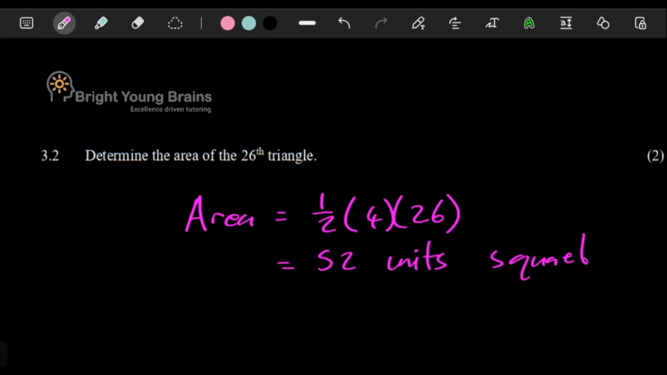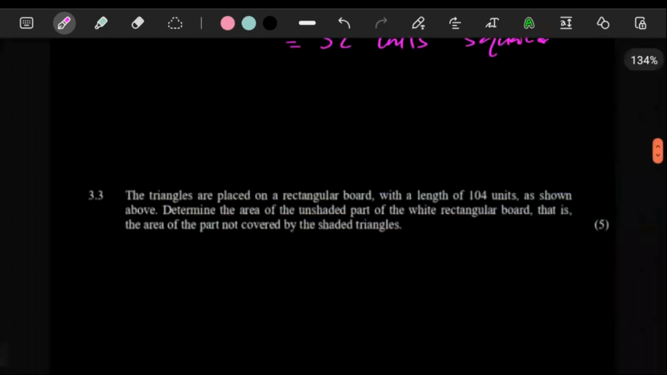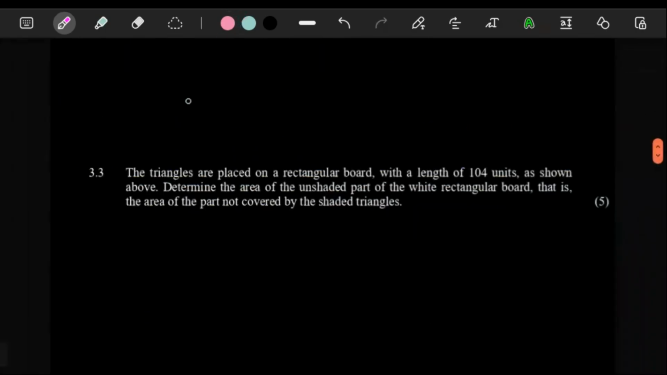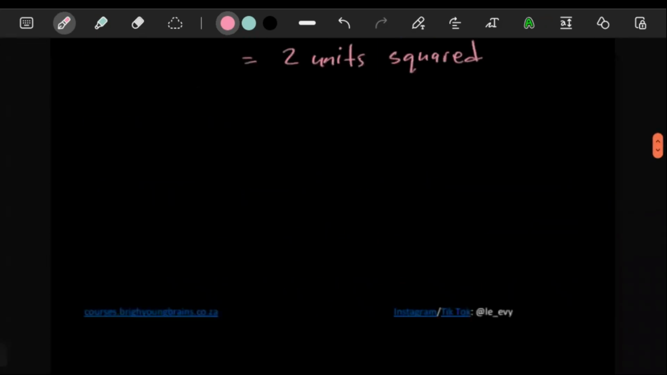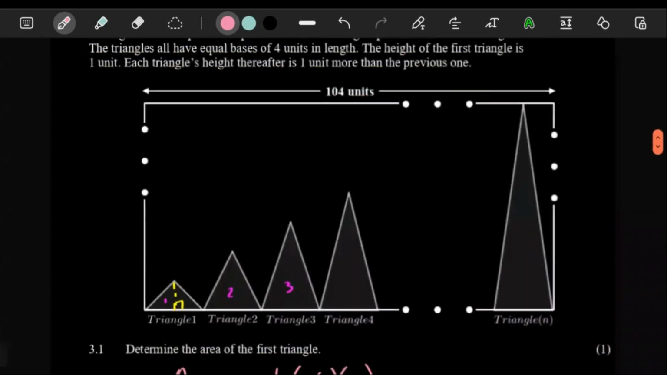So obviously these easy questions, they lead up to something. 3.3 says here, the triangles are placed on a rectangular board, okay, with a length of 104 units as shown above. Determine the area of the unshaded part of the white rectangular board. That is the area of the part not covered by the shaded triangles. So they want us to get the area of everywhere else except for the triangles.